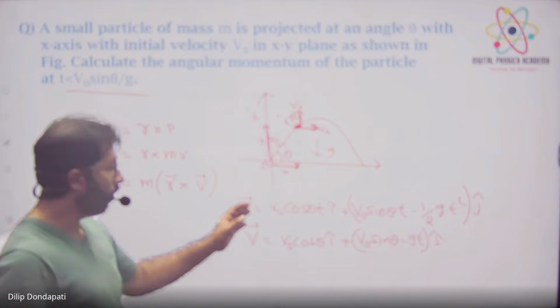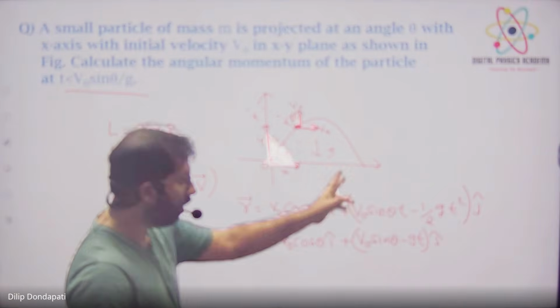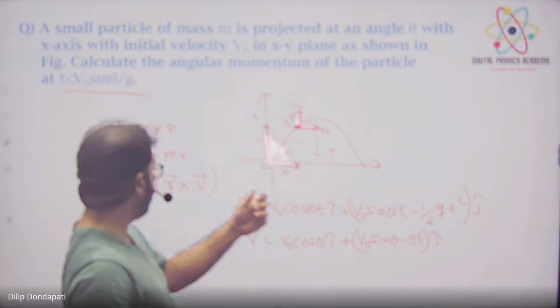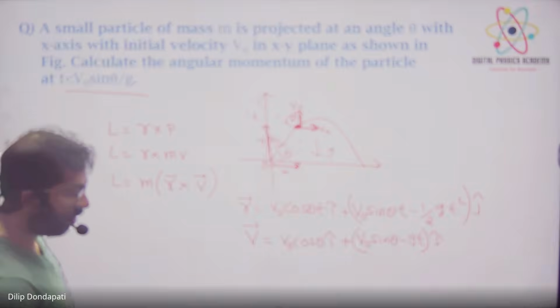So v naught sin theta minus gt into j cap. Now you got it, now do the cross product. R cross v, and mass is m only. Now multiply and tell the answer.